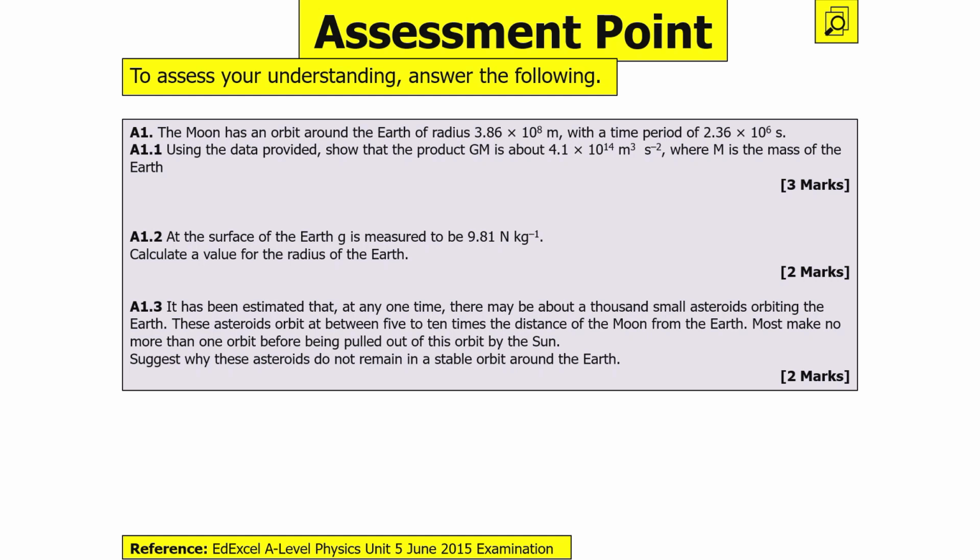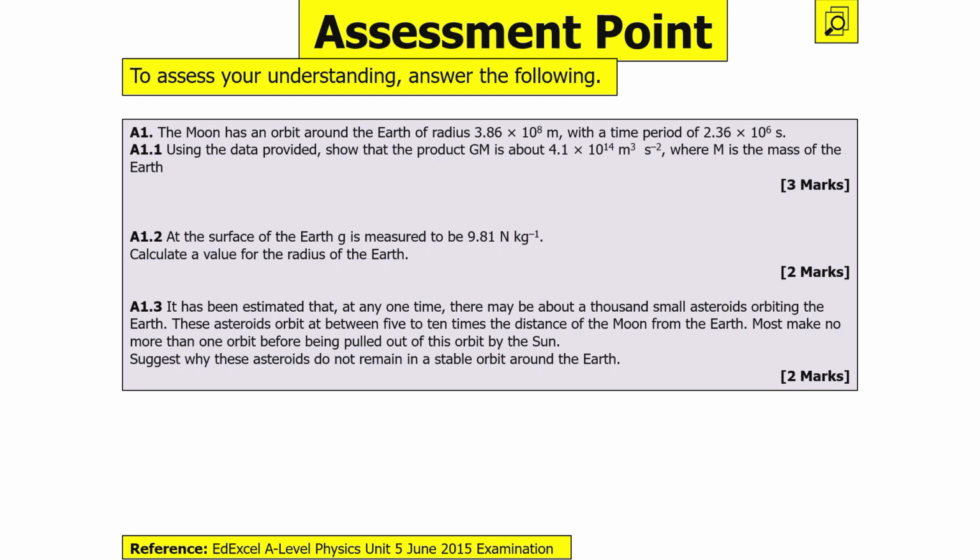It has been estimated that at any one time there may be about 1,000 small asteroids orbiting the Earth. These asteroids orbit between 5 to 10 times the distance of the Moon from the Earth. Most make no more than one orbit before being pulled out of this orbit by the Sun. Suggest why these asteroids do not remain in a stable orbit around the Earth.